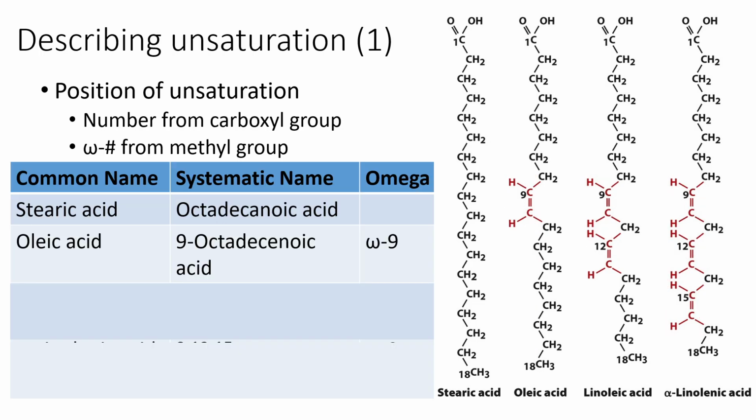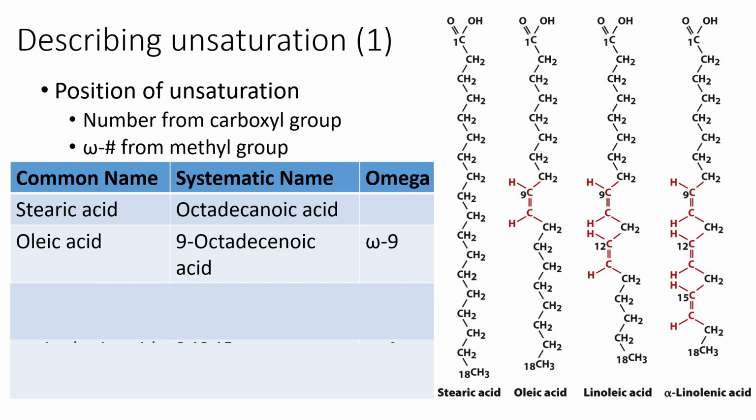So let's start talking, how do we talk about unsaturation? How can we describe the location of the unsaturation? So we have two options, right? We can number from the carboxyl group, and that's what we had started to do on the previous slide. Or you can start numbering from the other end, and we'll get into that in just a moment.